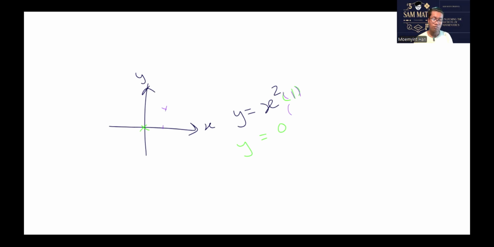Because negative and positive have the same square. A number always has a negative and positive root. If x is 2, or positive and negative 2, the y will become 4. And then if it was 3, it will become 9, and so on. So the graph will look something like this. This is the basic graph of a quadratic equation.